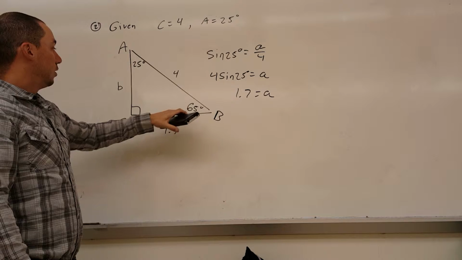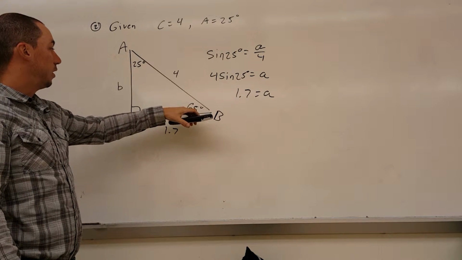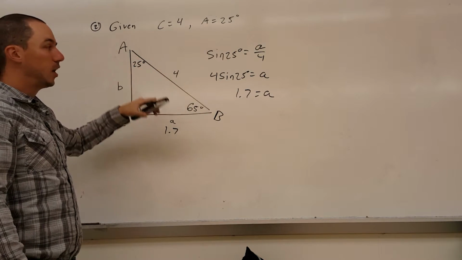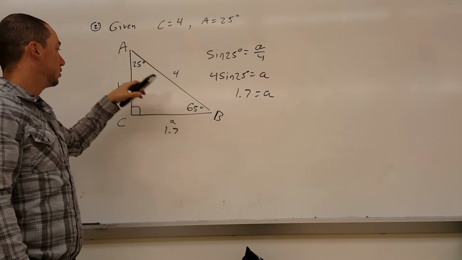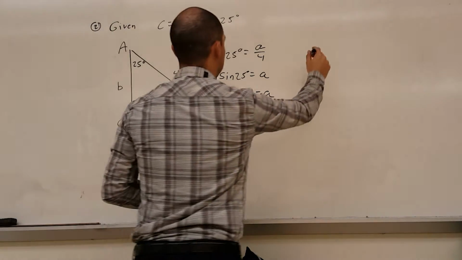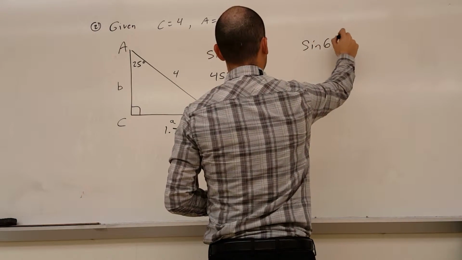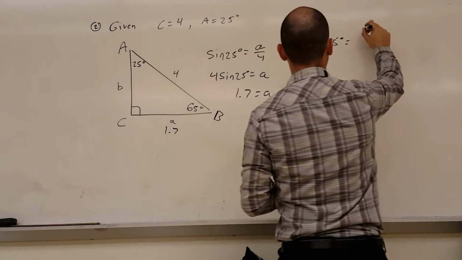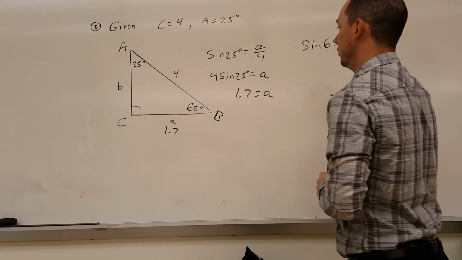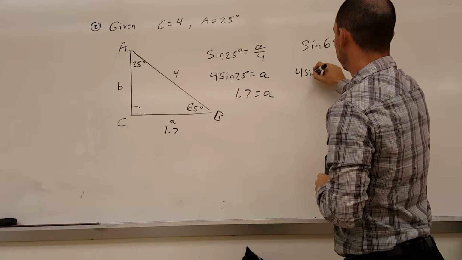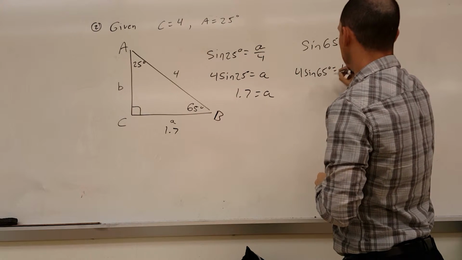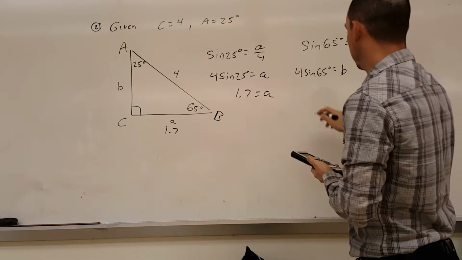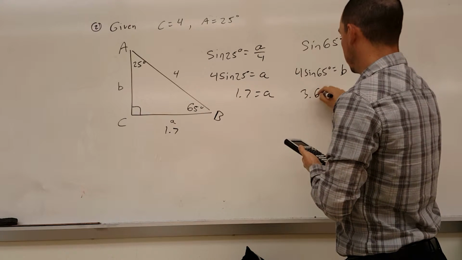Let's go sine of 65 is opposite over hypotenuse. And I could have done cosine 25 here, but I like sine better. Sine of 65 is opposite over hypotenuse. So sine of 65 is equal to B over 4. Multiply both sides by 4. And calculator, 4 sine 65 to be 3.6.